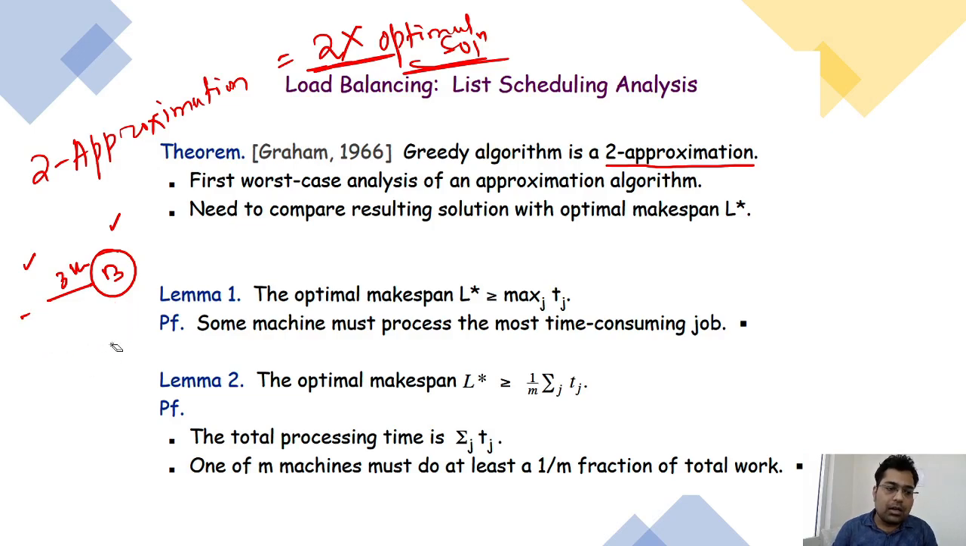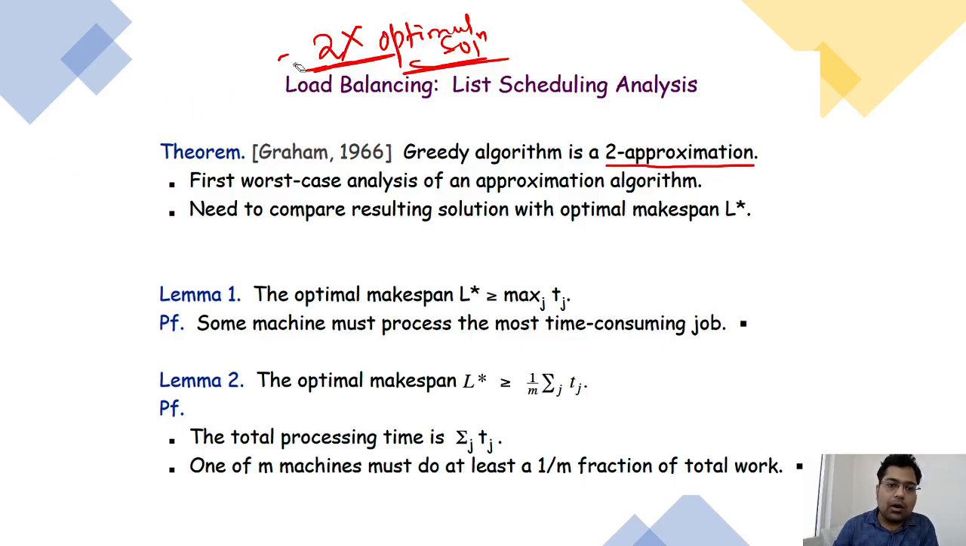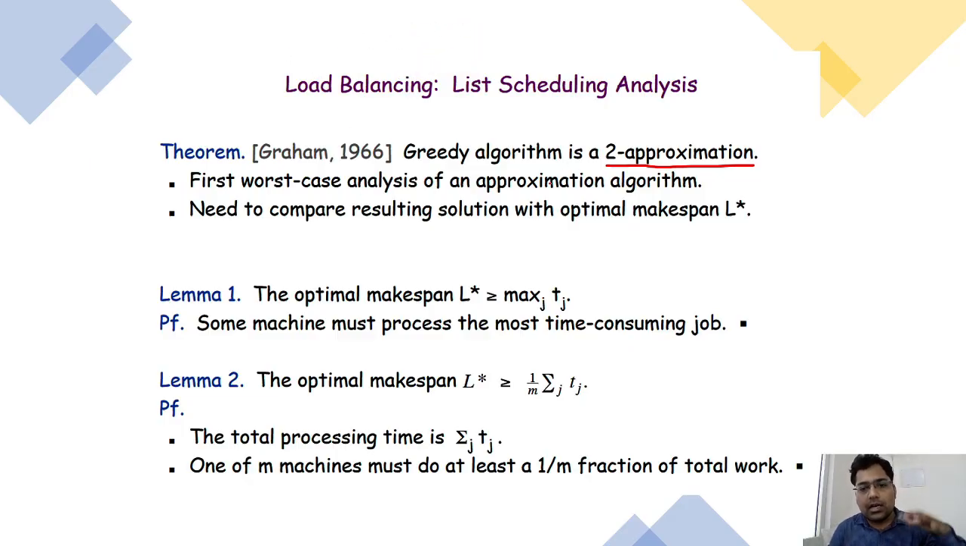Other than that, this is a detailed video, which means we will know every detail of it one by one. I hope you understood it. Now our theorem says we have to prove this: the greedy approach which we followed in list scheduling is giving us a two approximation. First, worst case analysis of an approximation algorithm. Next, we need to compare the result with the optimal makespan. Basically we will do that. These are just lines that are written.